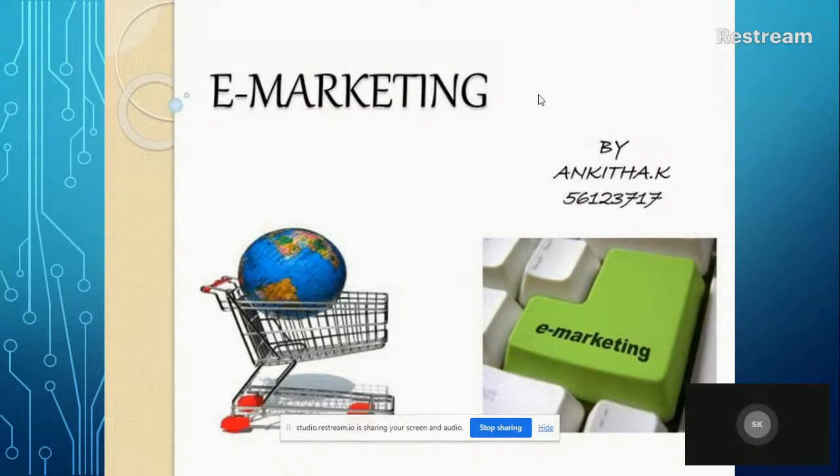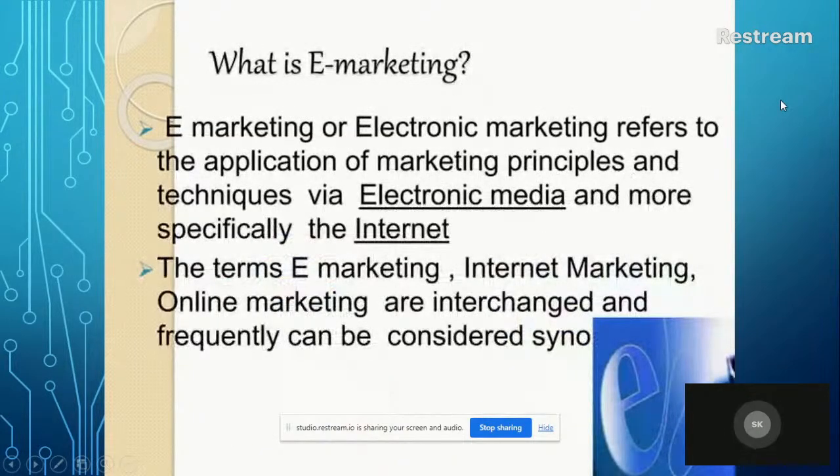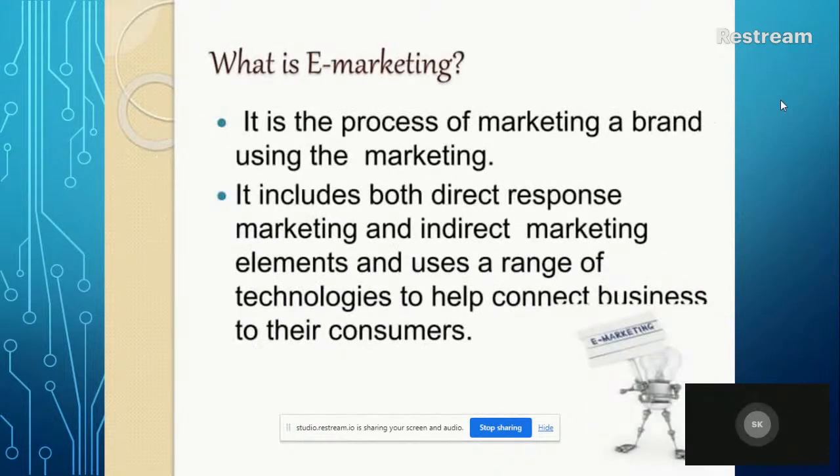So e-marketing. Let's see what is e-marketing. E-marketing is nothing but electronic marketing, which refers to the application of marketing using electronic media to connect to the internet. The terms e-marketing, internet marketing and online marketing are interchangeable. It is a process of marketing where a brand uses two elements: one is direct and another one is indirect.